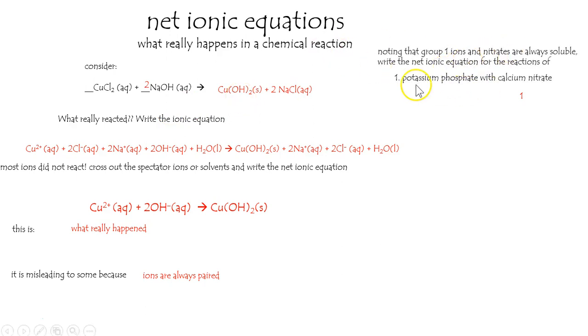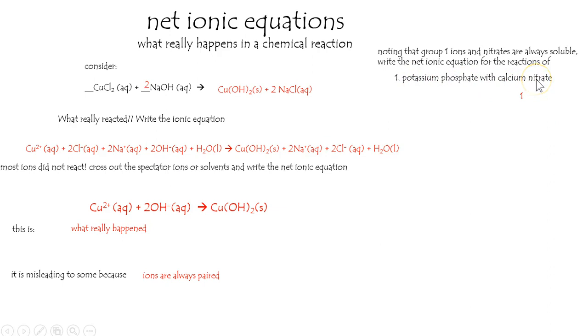Let's write the net ionic equation for the reaction of potassium phosphate and calcium nitrate. Now, they did note that nitrates are always soluble, as well as group 1 ions are, so that should help us. Potassium's a group 1 ion, so that's not going to be the precipitate. And the nitrate containing product will not be the precipitate. So what's going to be the precipitate?